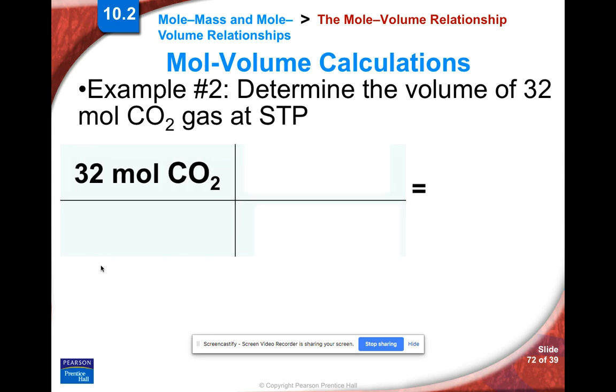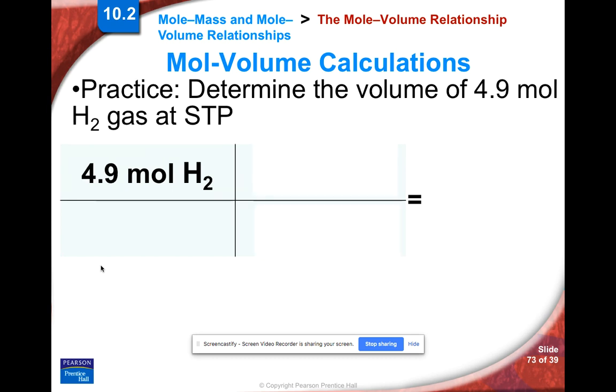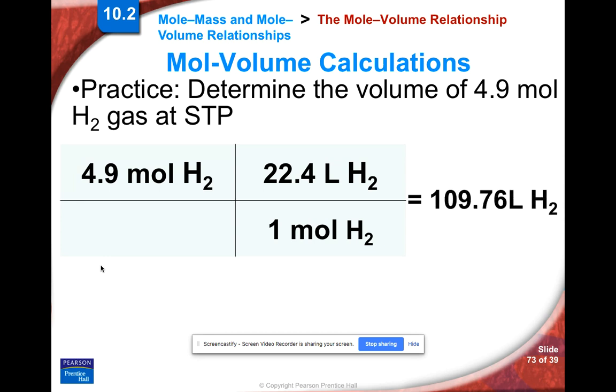The next couple examples are the exact same thing except for the first block. We're going to start with 32 moles of carbon dioxide. Again, 1 mole of carbon dioxide goes in the bottom right, and 22.4 liters of carbon dioxide goes in the top right. You can see the moles of carbon dioxide cancel out, and we're left with just liters. So 32 times 22.4 gives the answer of 716.8 liters of carbon dioxide. One more example, 4.9 moles of hydrogen gas. Again, we put the same conversion factor in there. Then we multiply 4.9 times 22.4, and we get an answer of 109.76 liters of hydrogen.